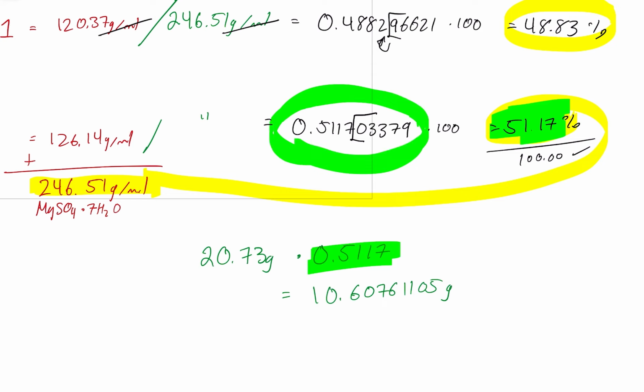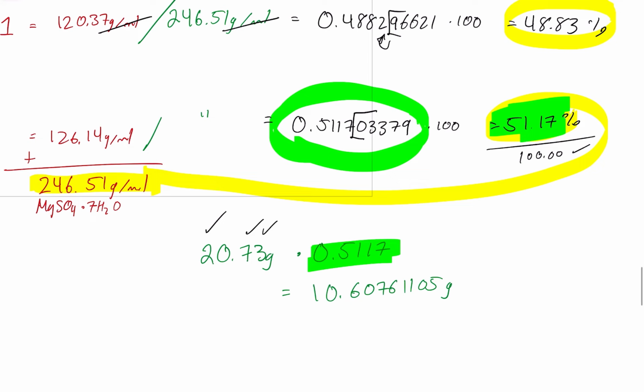So if I look at this and I look at my original value, this is a significant figure. This is a significant figure. Now this 0, because it's sandwiched between 2 significant figures, is also going to be significant. I have 4 significant figures, so my final answer is going to be 4 significant figures. So that means I need to round this, and I'm going to round that up to a 1. So my final answer is going to be 10.61 grams.